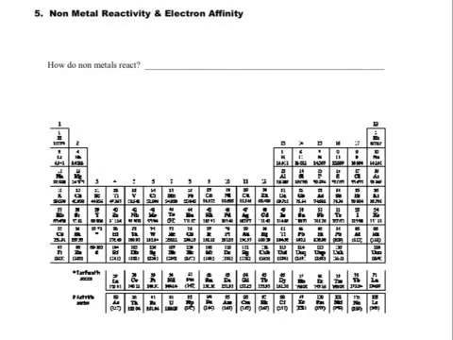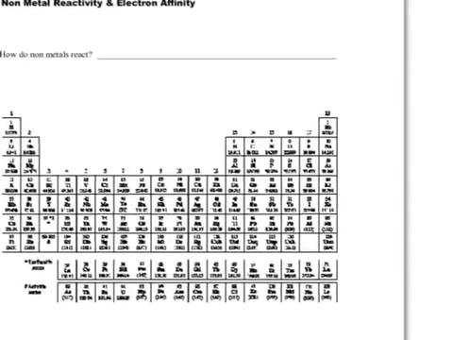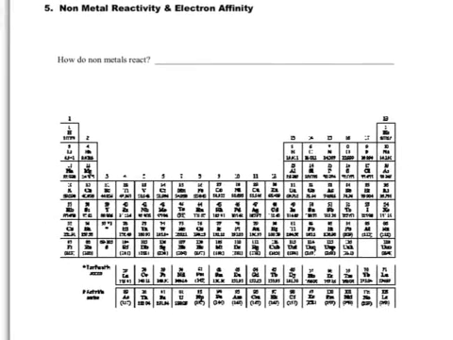Today we're talking about nonmetal reactivity and electron affinity and their trends on the periodic table. The day before, we talked about metal reactivity, and we said that metals react by losing electrons. Today we're talking about nonmetals, and nonmetals are on the right side of the periodic table here. They're to the right of the staircase.